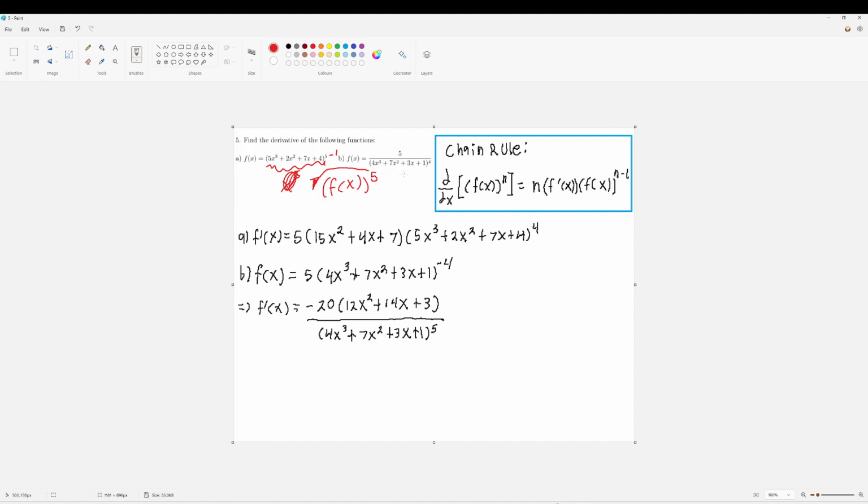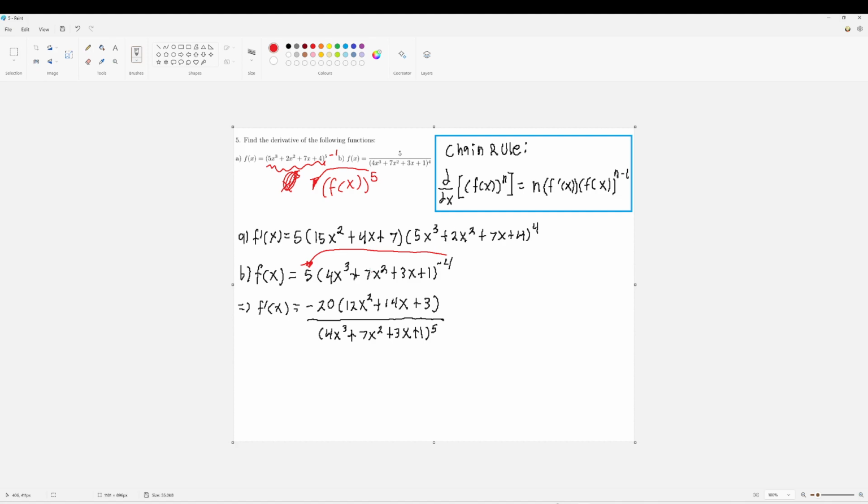Once again, we can rewrite the reciprocal. We can bring the power up, the rational. So we just have 5 times the bracket 4x cubed plus 7x squared plus 3x plus 1, to the negative 4. So for the derivative of this, we're going to do the chain rule again. We're just going to bring this down. Negative 4 goes to the front. 5 times negative 4, that's negative 20.